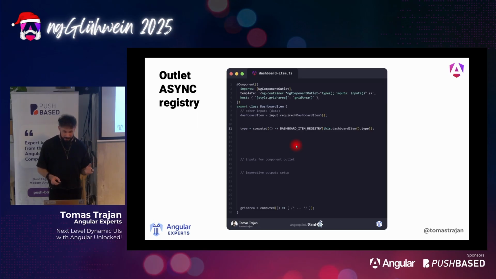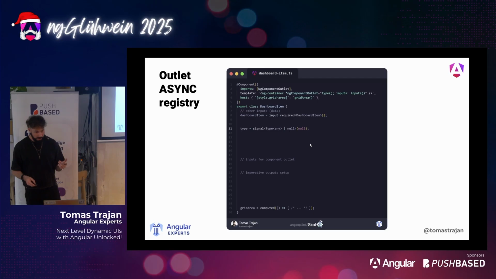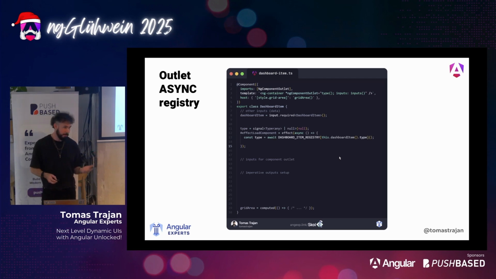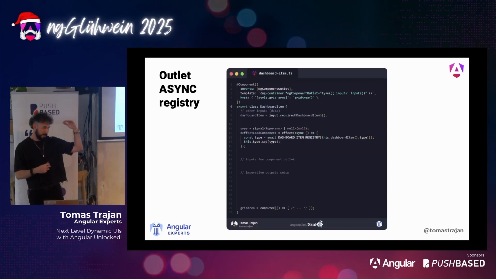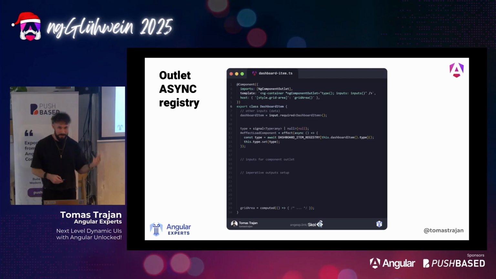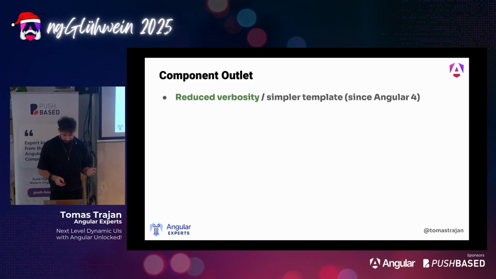Previously, we just did a computed and got the component class from the registry synchronously. Now we switch it. The type will be just a signal of type or null. And we will create another effect, an asynchronous one. And then instead of just getting it directly, we will await it and call that import method. Perfect. We are lazy loading again. And of course, we have to set the type so that it gets set to the ngComponentOutlet. Perfect. So as we can see, this is much shorter compared to that huge switch statement where we had to repeat every single item. It's pretty generic, so we reduced the verbosity. The template is basically simple.